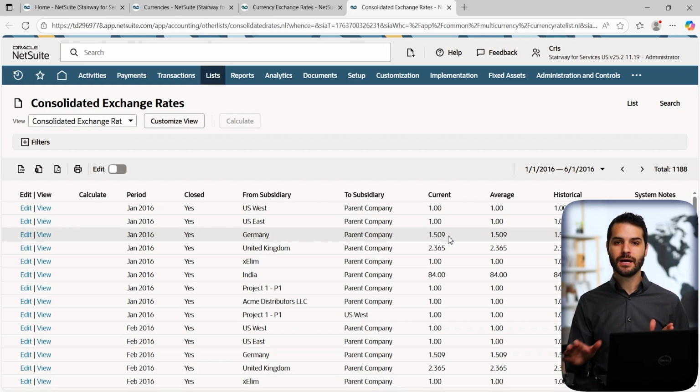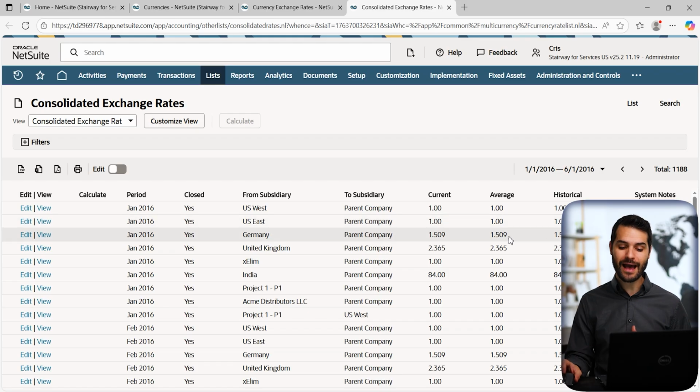So current would be, if you're closing off that period, the last day in which you're closing off that period, that would be the current. In other words, it's a moment in time. It's that exchange rate right as you're closing that period off. And that would be relevant for accounts that are on the balance sheet, which is also a moment in time. So things like asset accounts, liability accounts, etc.